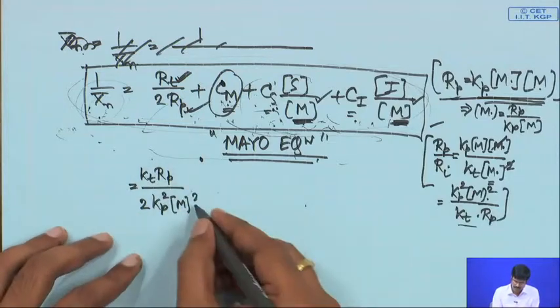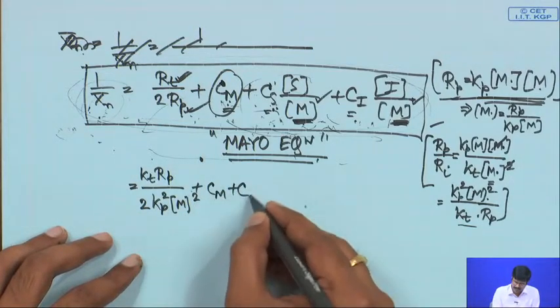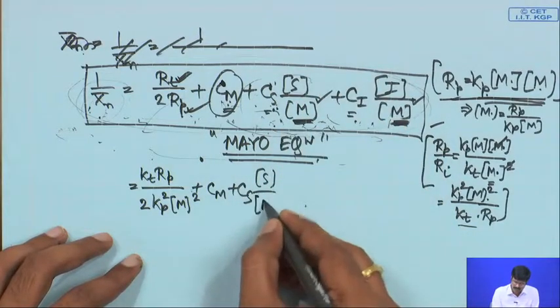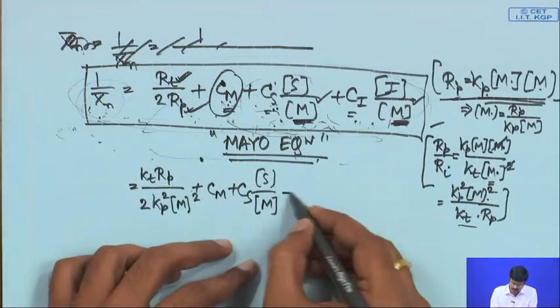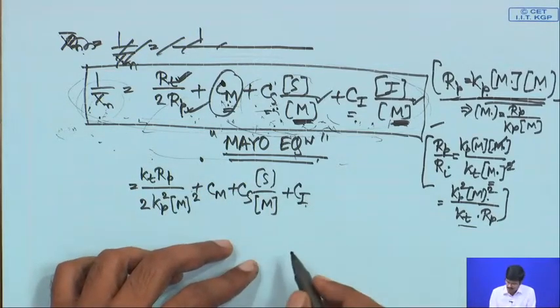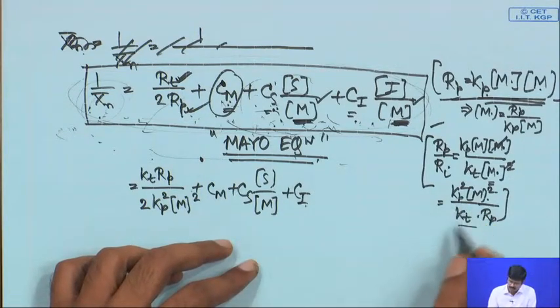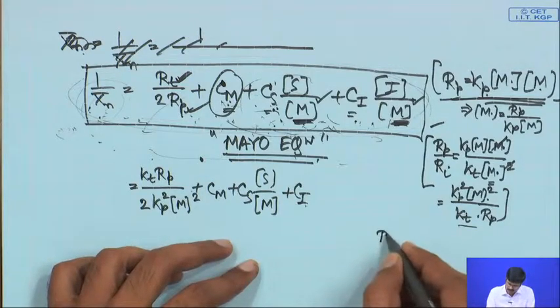So, you are putting that value here, plus Cm plus Cs into S by m. It could be solvent or it could be a chain transfer agent, an agent that is added from outside to control the molecular weight, and plus Ci into I. Now, the expression of I, again let us work it out over here in the background.